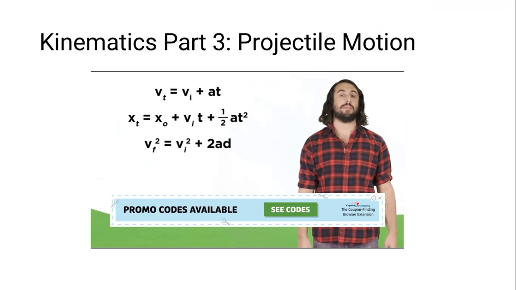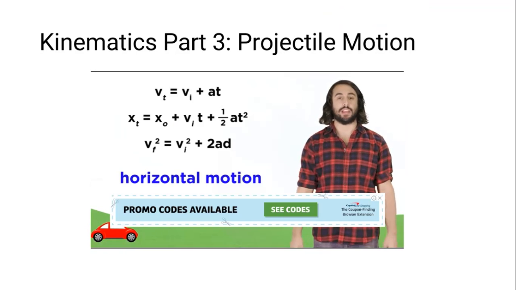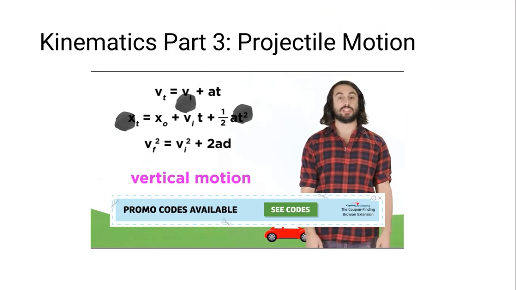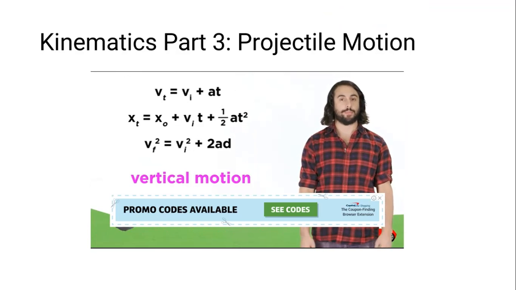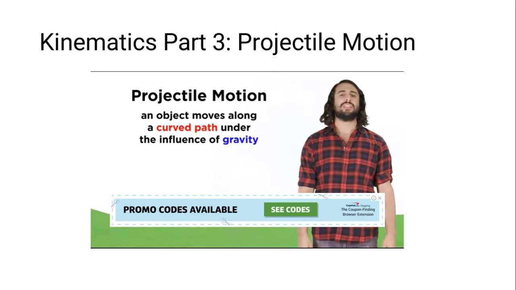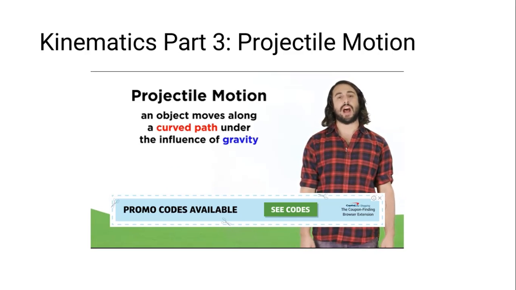We learned how to use kinematic equations to describe the motion of an object moving horizontally, like a car, as well as objects moving vertically, like objects falling straight down to the ground. But what about objects that move in both of these directions? This type of motion, if it involves an object that is thrown or launched into the air, can be referred to as projectile motion.